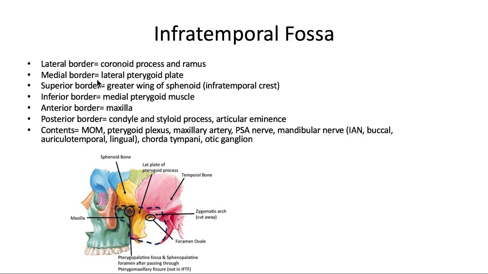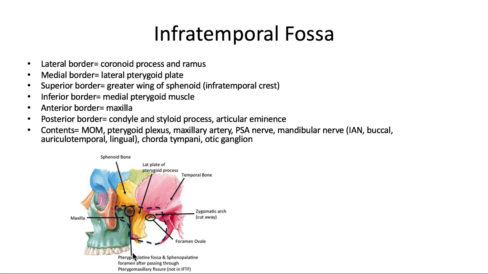So that's the lateral or outside border that we've peeled away from this drawing. The medial border is the lateral pterygoid plate, and that's what we're staring at right here in yellow. So that's the inside border, the inner bound of this fossa. The superior border is the greater wing of the sphenoid. Specifically, what I'm pointing at right here is the infratemporal crest.